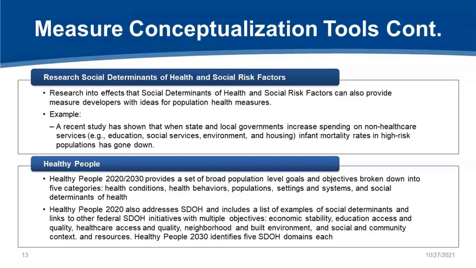You'll also need to look at the literature of measurement. Doing a more formal literature review could highlight important research related to things like social determinants of health or other risk factors that might impact the types of measures you pursue. And then finally, Healthy People 2020-2030 is a great resource that includes a set of broad population-level goals broken down into 5 categories. Those are health conditions, health behaviors, populations, settings and systems, social determinants of health. And so that's another place to start and just kind of see what's already out there and where the low-hanging fruit might be.